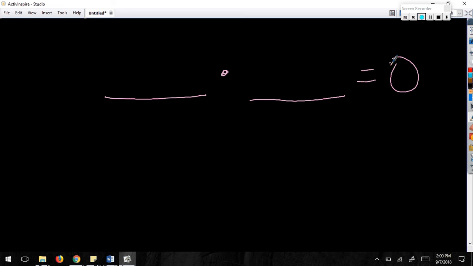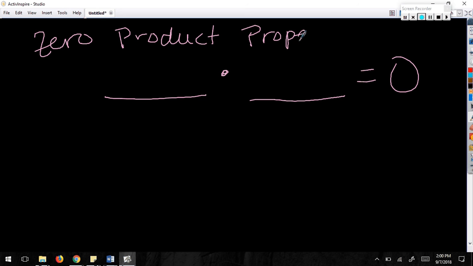That's the property that we're going to use. It's called the zero product property, but it's a really simple concept. It says if two or more things are multiplied together to give you 0, then either this must be 0 and/or this must be 0.